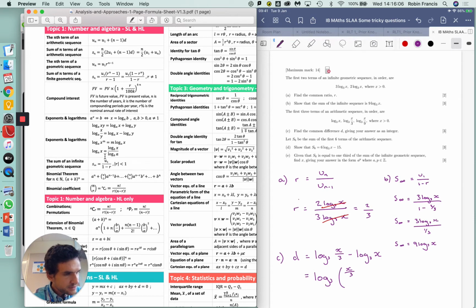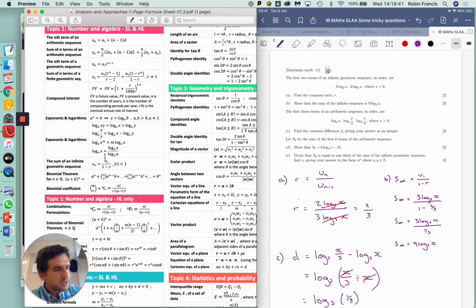I really dislike having layers and layers of fractions. So instead of writing this as a fraction, I'm going to write this as being x over 3 divided by x, which hopefully shows that what we're actually doing here enables us to cancel these two. We've got an x and we're dividing by an x, which leaves the third. So what we're left with is equal to log base 3 of a third.